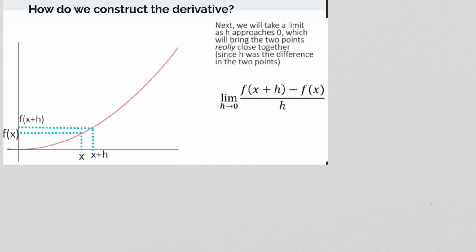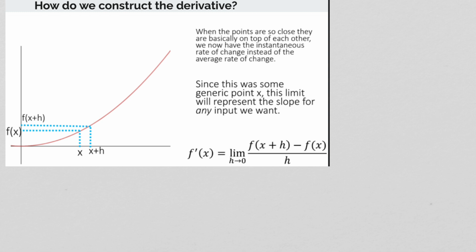Next, we will take a limit as h approaches 0, which will bring these points really close together since h was the difference in the 2 points. So a general definition for the derivative is always the limit as h goes to 0. Since this was some generic point x, this limit represents the slope for any input that we want. So here's our general derivative formula.